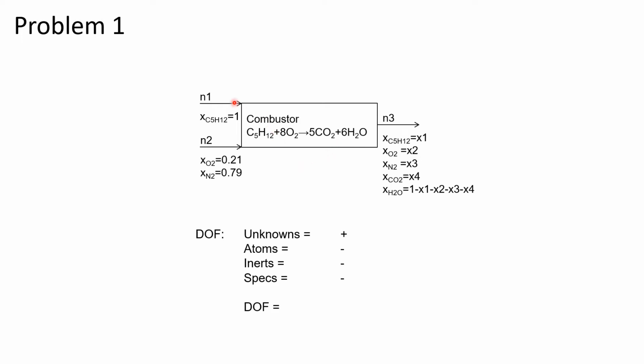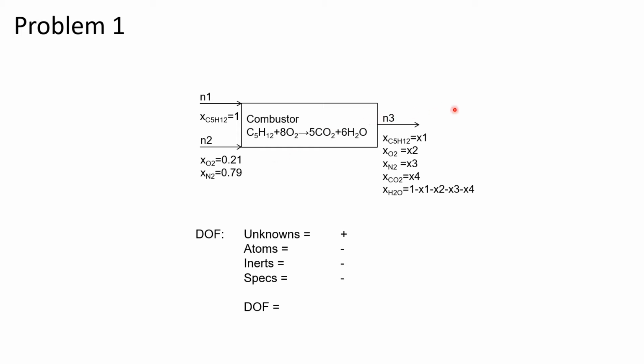Now let's label the streams that come in. We'll label the 2 streams that come in. One is our hydrocarbon fuel. It's pure pentane, so the mole fraction of pentane is 1. And we don't know its flow rate yet. We also have some amount of air. We don't know its flow rate, so it's labeled as N2. And we know the composition of air is 21% oxygen and 79% nitrogen.